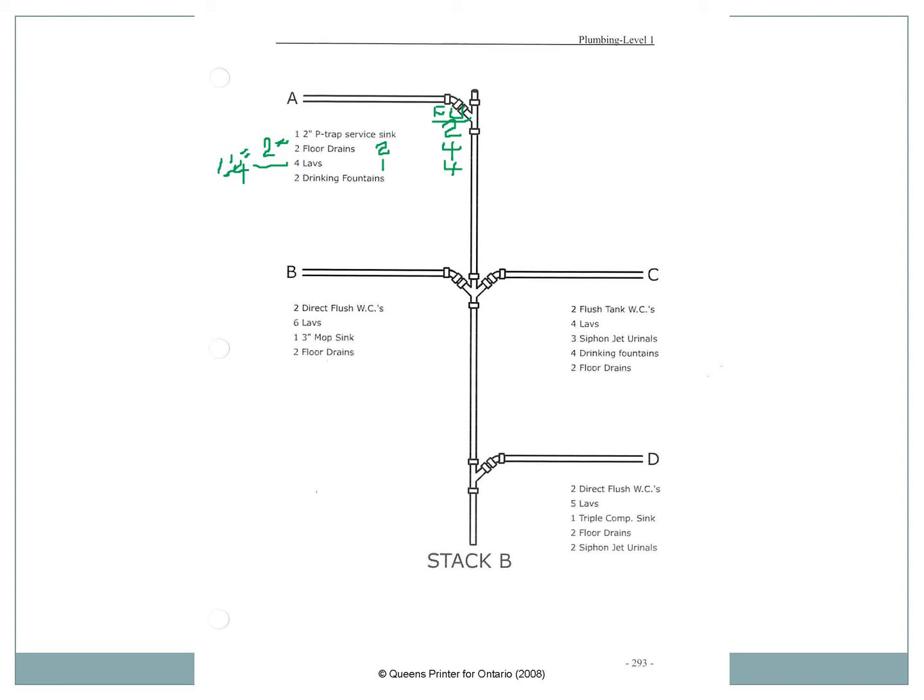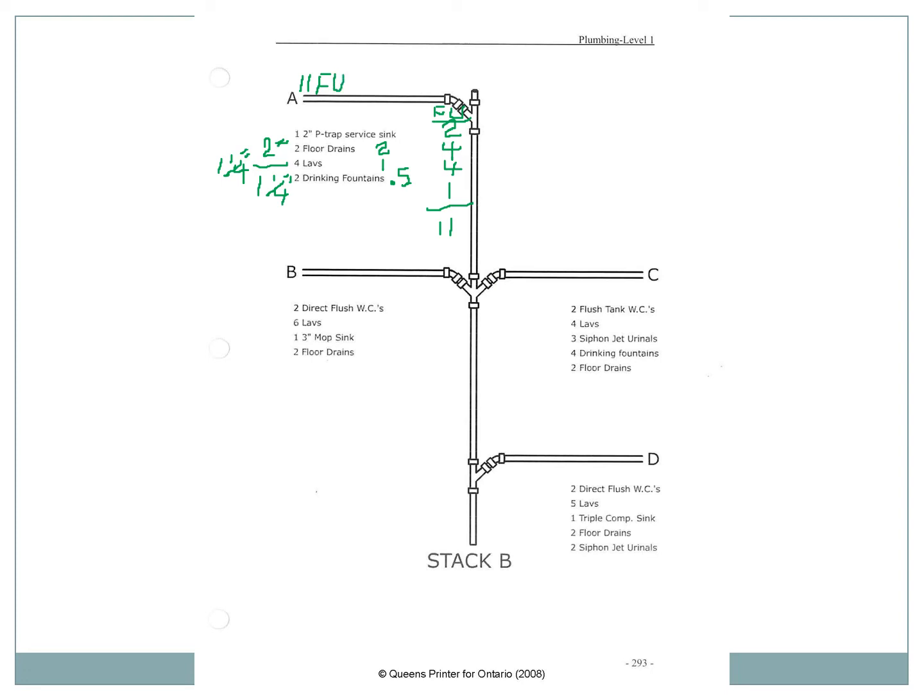The last fixture here is the drinking fountain. You can go up to number 13 for drinking fountain, and you will find that it too is 1.25 inches. But the hydraulic load is just 0.5. There are 2 of them, so that's 1. So branch A then would have a total of 2, 6, 10, 11 fixture units. FUs.